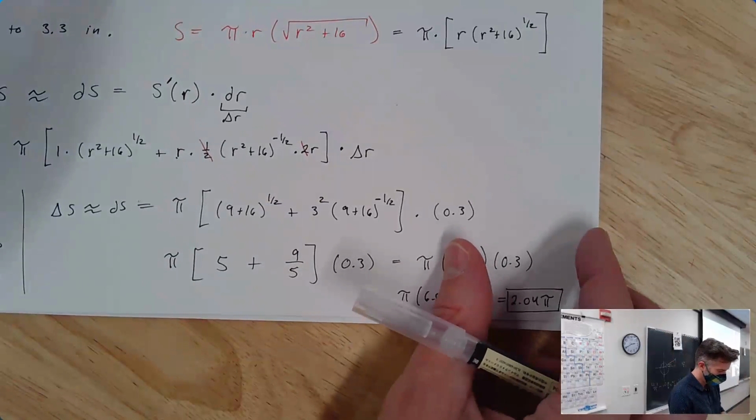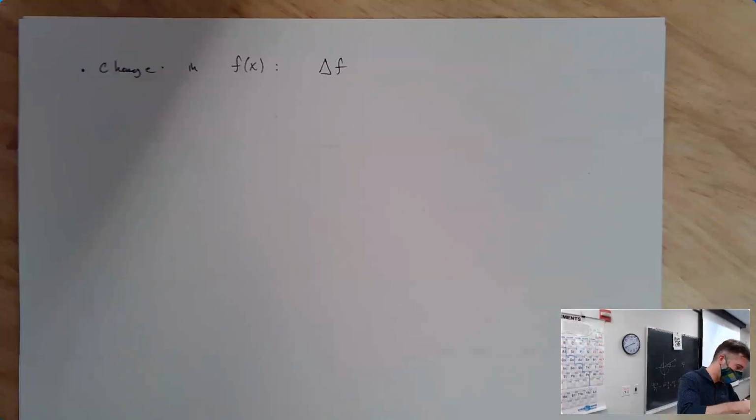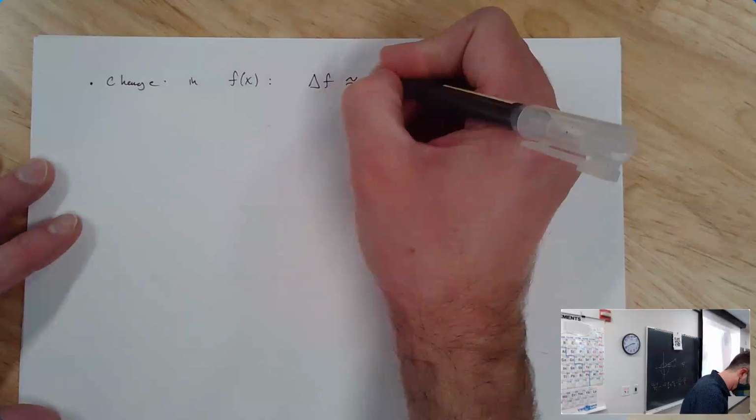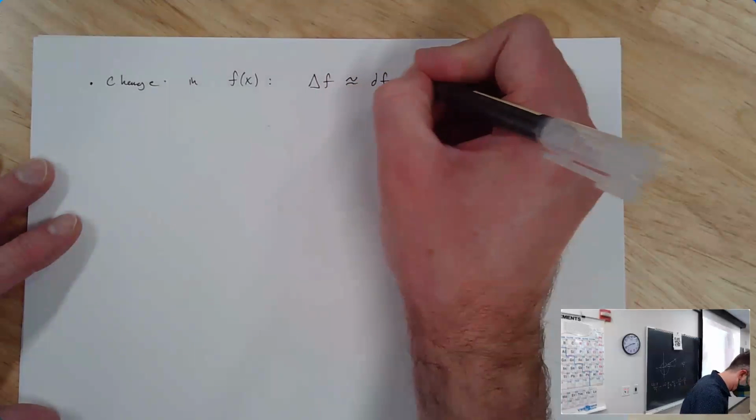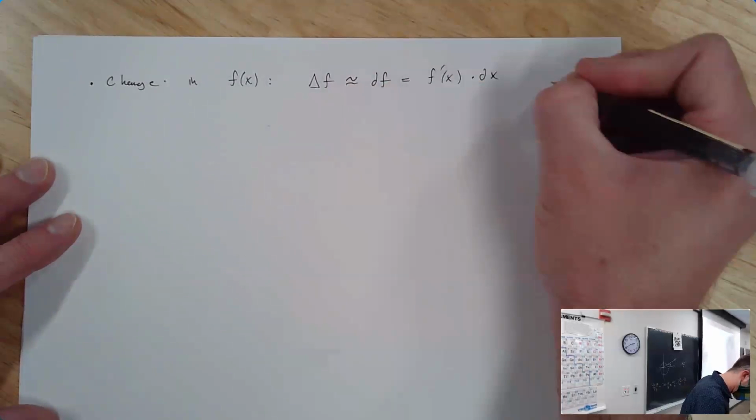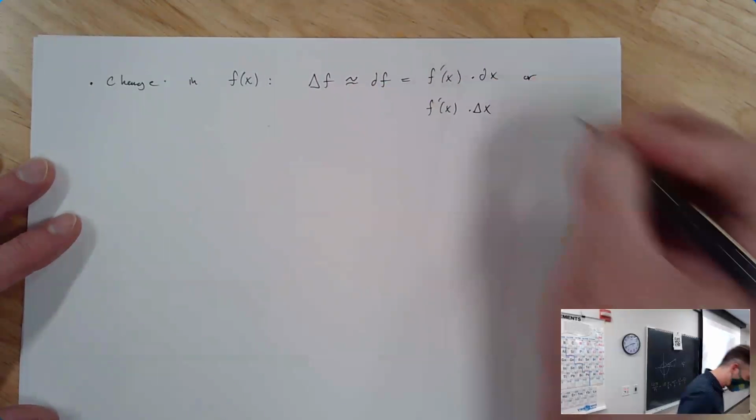So, just as a reminder, if you're finding the change in a function, you're going to be finding delta f, and approximating that by df, which is just the derivative times dx, or the derivative times delta x.